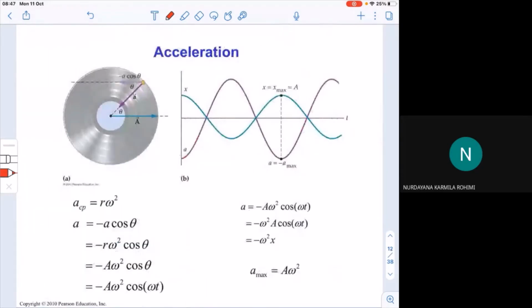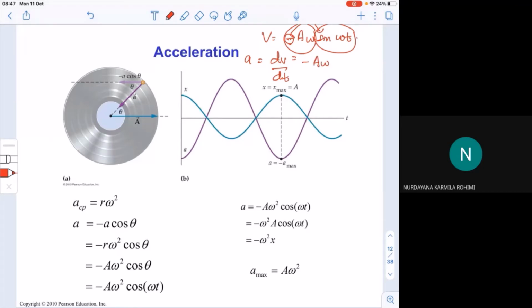And how about the acceleration? From V equivalent to negative A omega sine omega t, how can we get A? A is equivalent to dv over dt. As usual, now we have one term and two terms. But remember, this negative belongs to the negative sign, so when we put it at the beginning of the equation, we just use negative A omega. Just leave it that way.